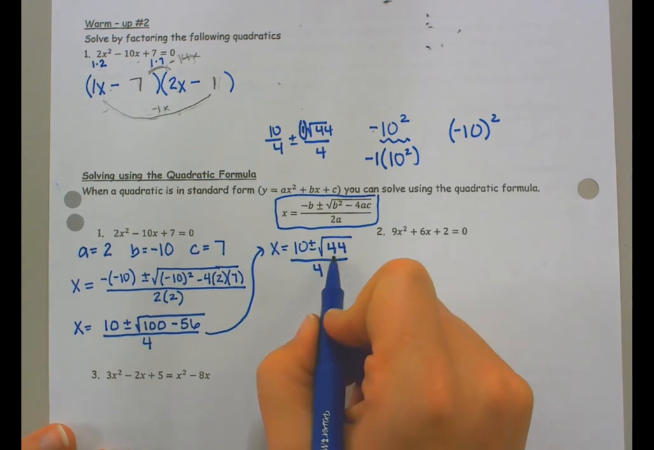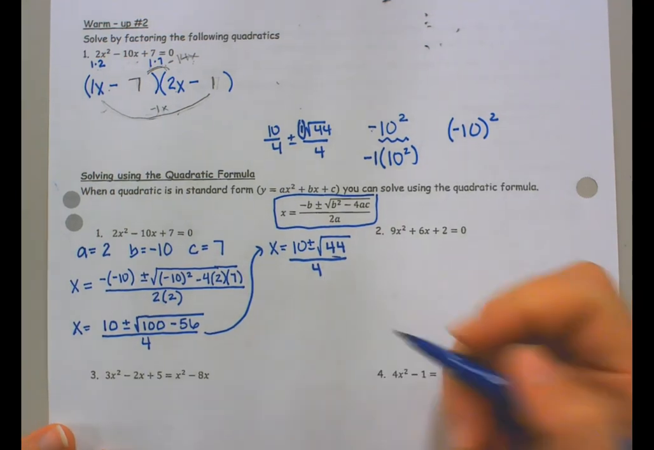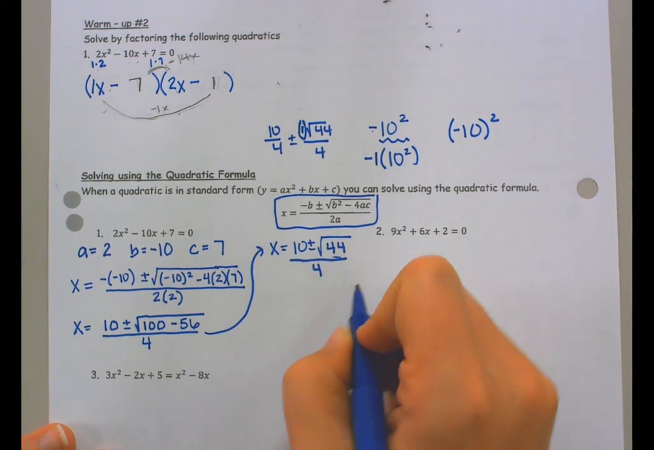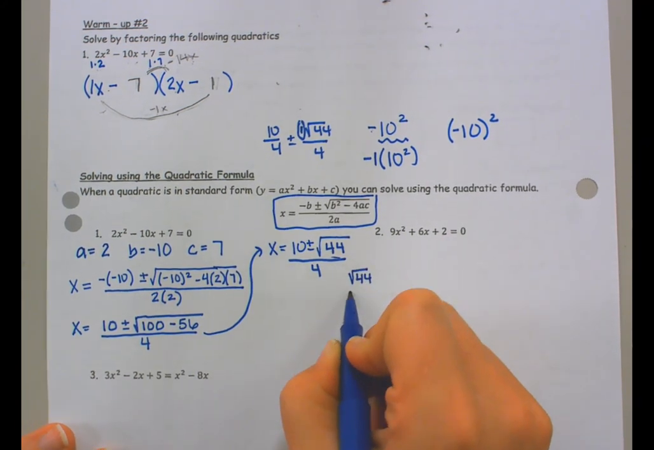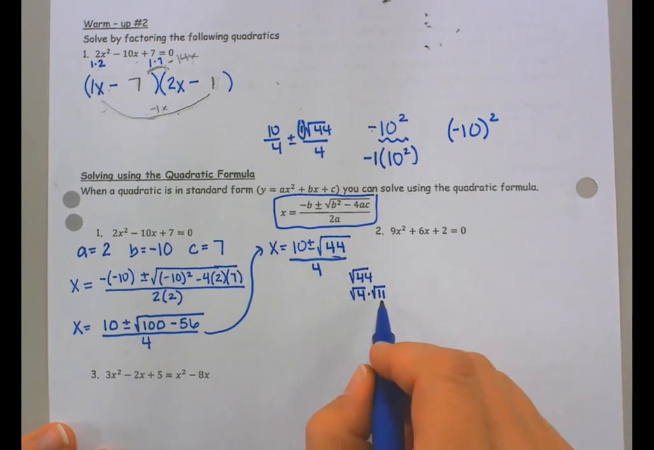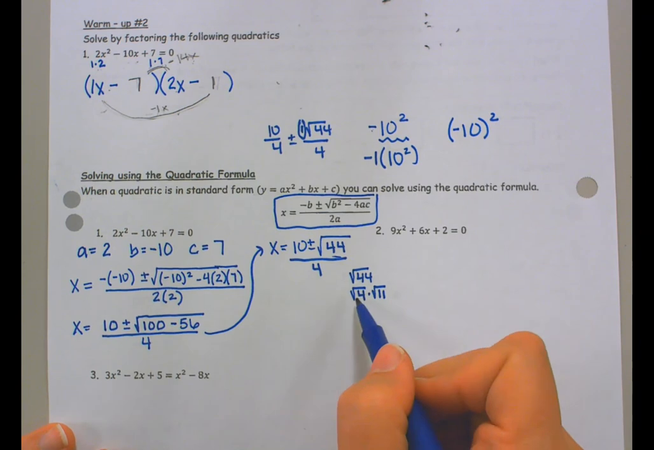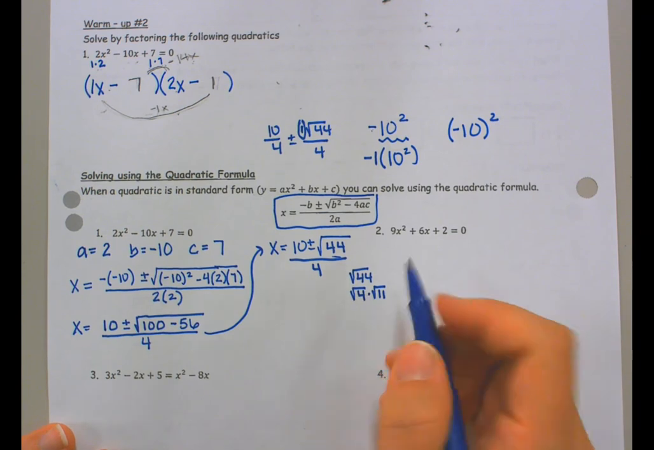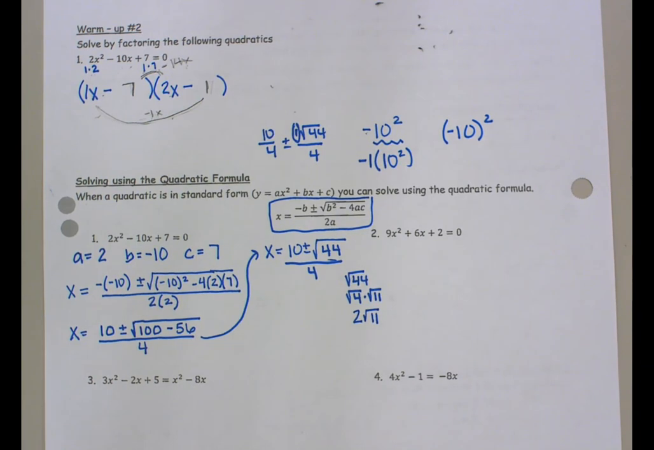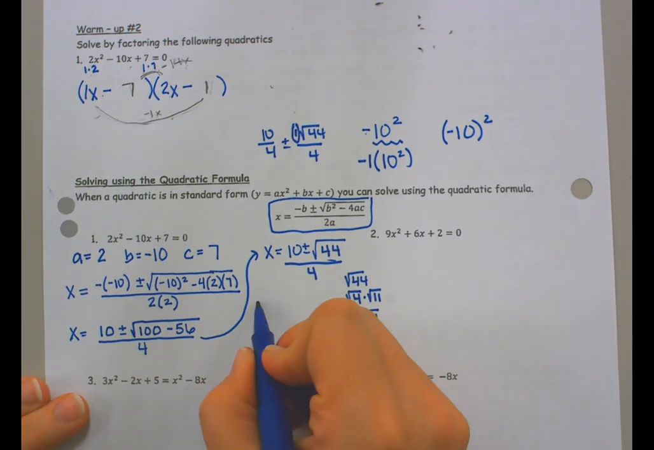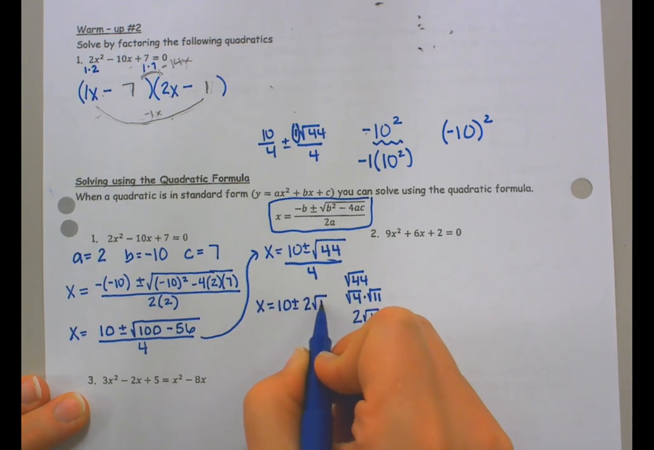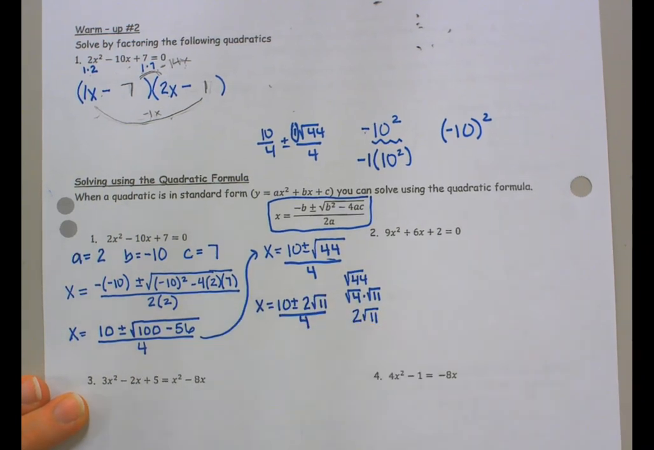So I want to look for the largest perfect square that goes into 44. That would be 4. So the square root of 44 is the same thing as the square root of 4 times the square root of 11. Right? Because 4 times 11 is 44. But I can simplify the square root of 4, which is 2. So the square root of 44 simplifies to 2 square root 11. So that means I can replace the square root of 44 with 2 square root 11 over 4.